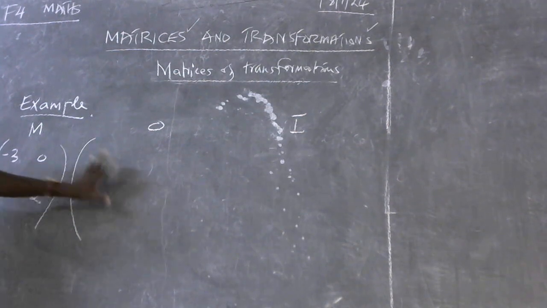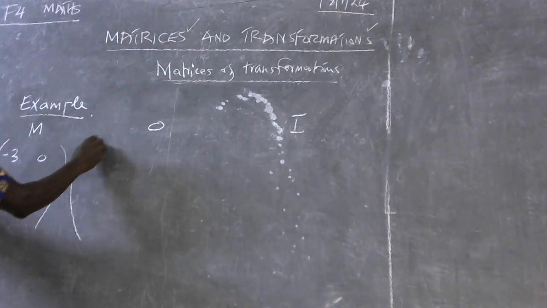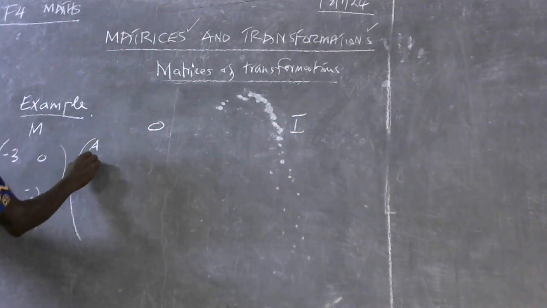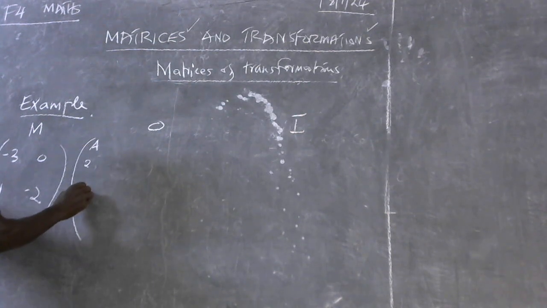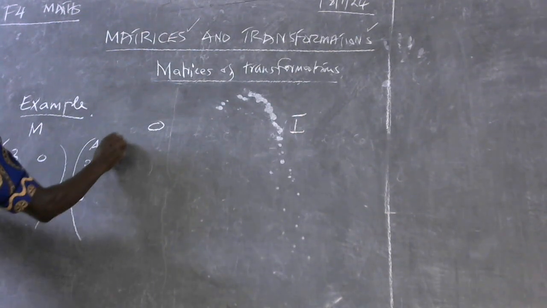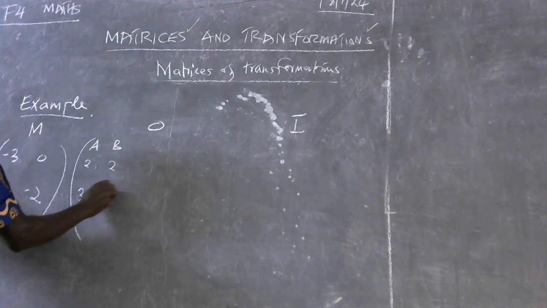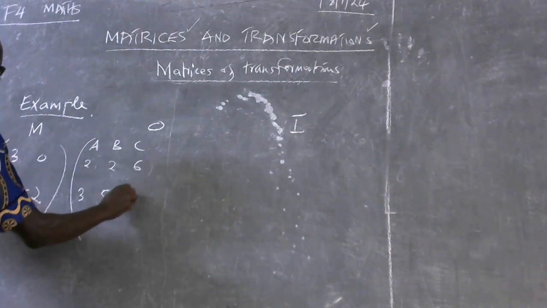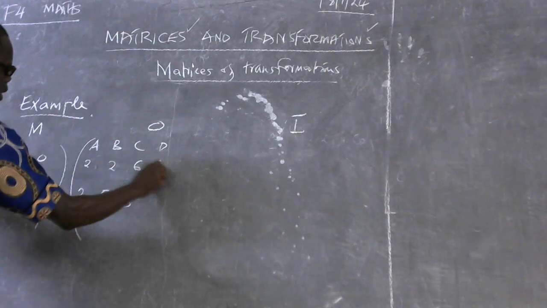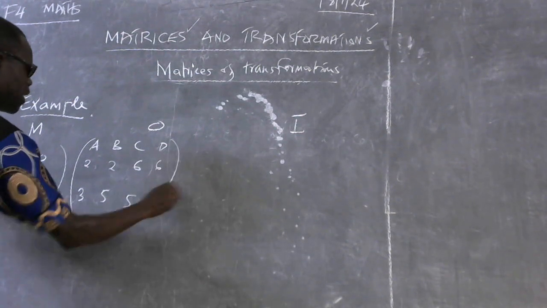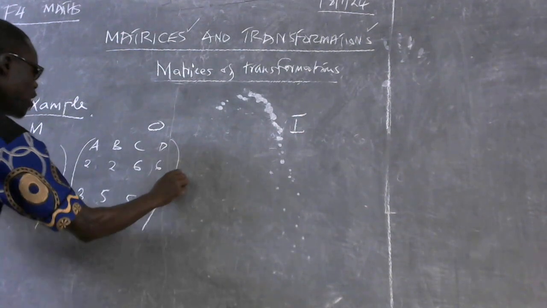Okay. So can we have A, B, C, D? At A is 2, 3, 2, 5, 6, 6, 5, 6, 3, 3. Then these are the computations we do, then we get.